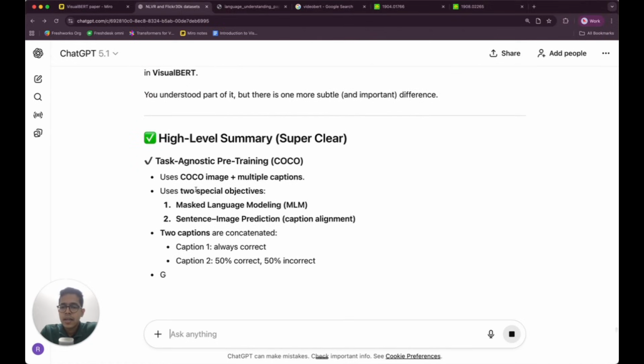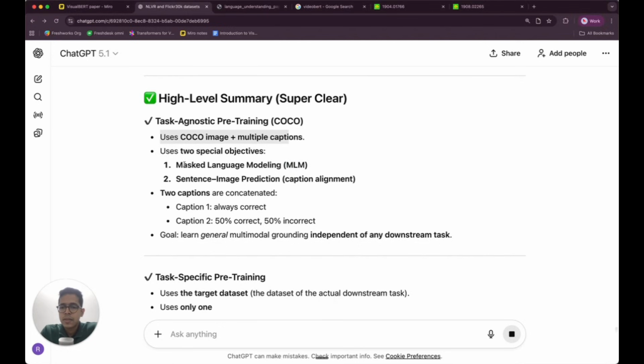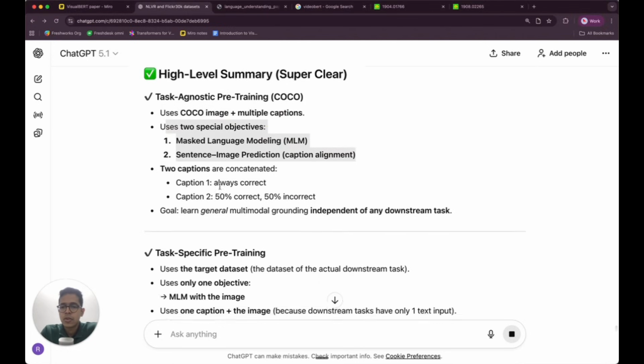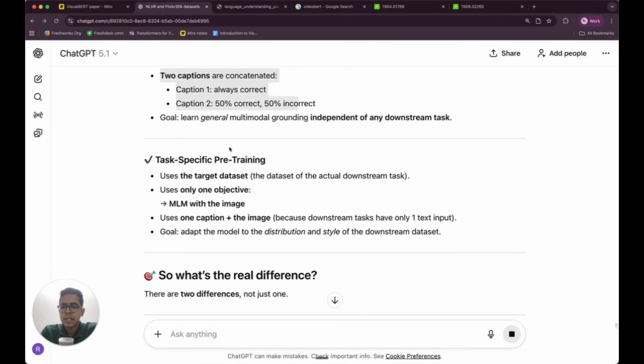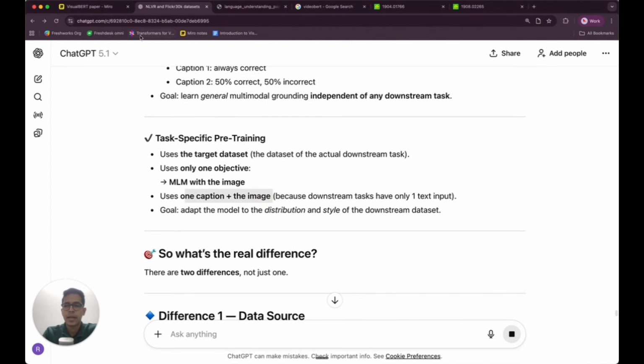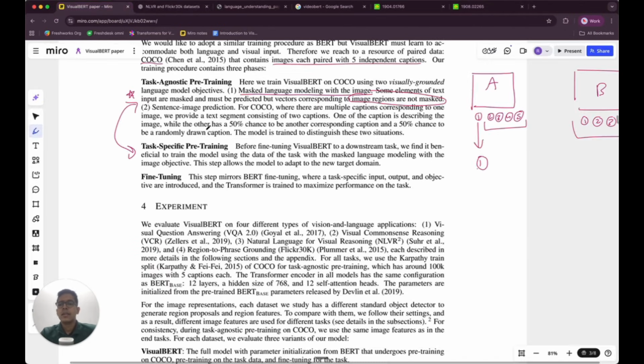High level summary: COCO plus multiple captions uses these 2 special objectives. 2 captions are concatenated, so this we know. Now task-specific pre-training uses the target dataset, the dataset of the actual downstream task, and uses only 1 objective, which is masked language modeling with image. So only 1 caption and the corresponding image are used. Okay, that is good. This is exactly what we thought.